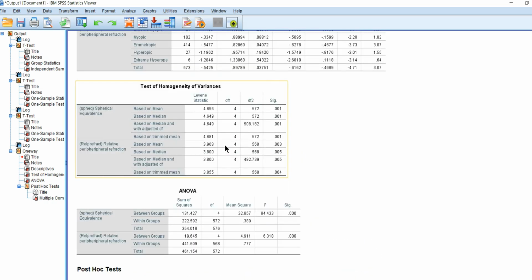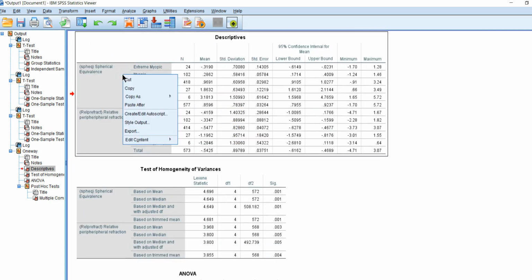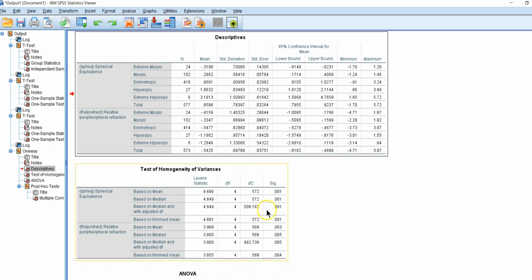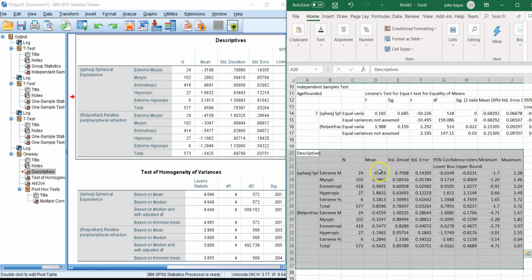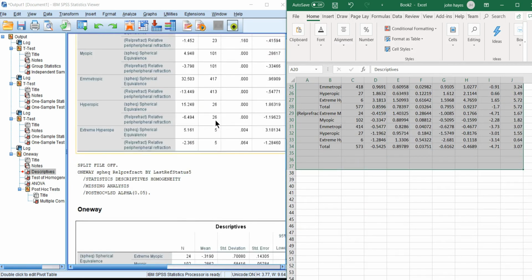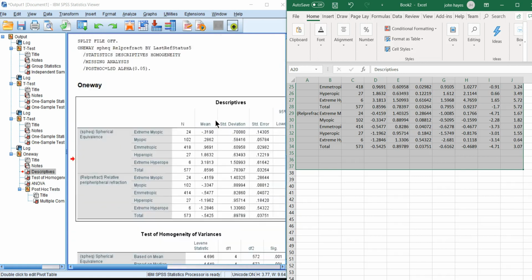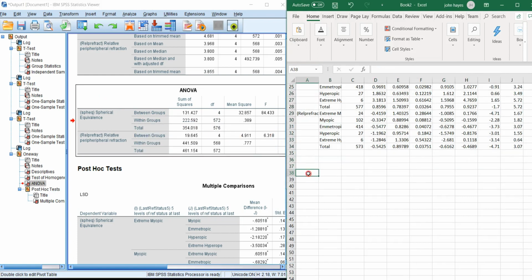All right, let's look at our means. We want to compute the effect size. Copy. Let's guess we can put that right there. And let's go down and let's put in our Anova table. Copy. Let's put that in right there.